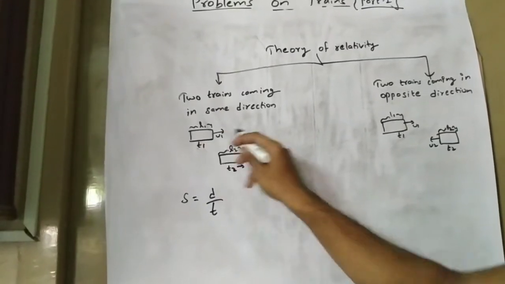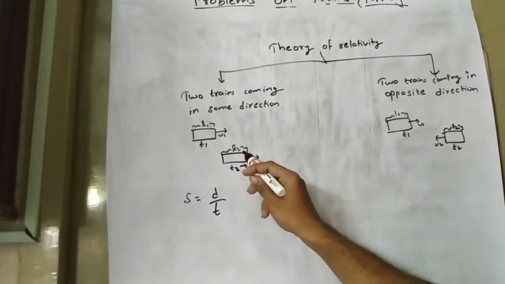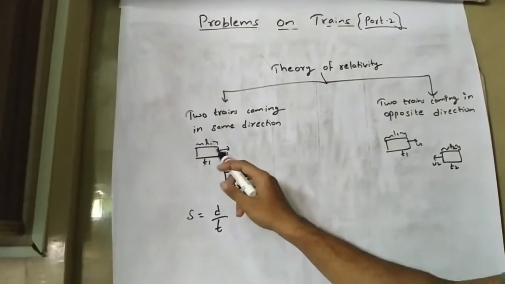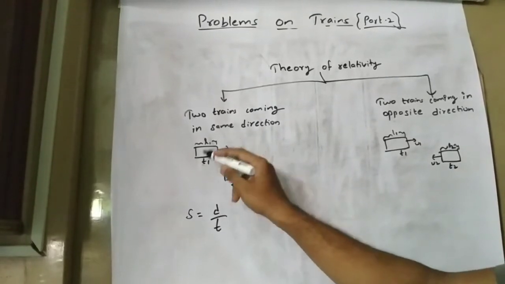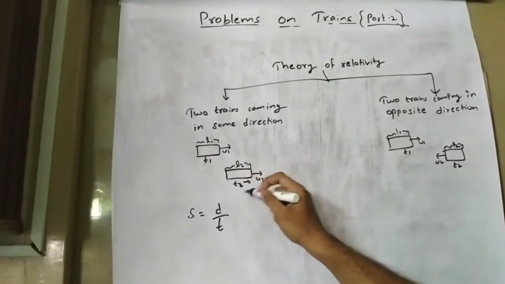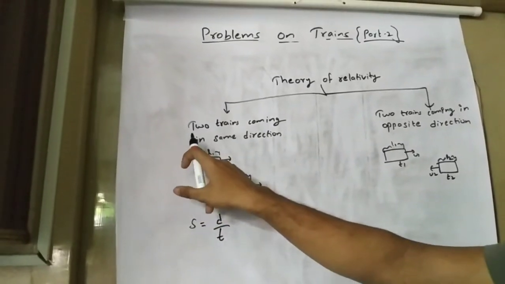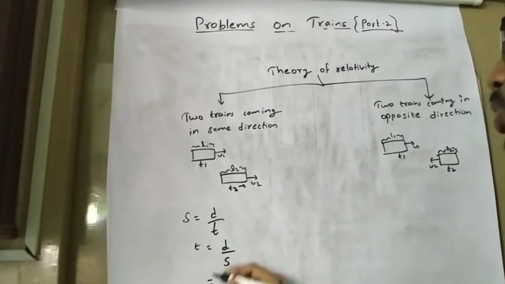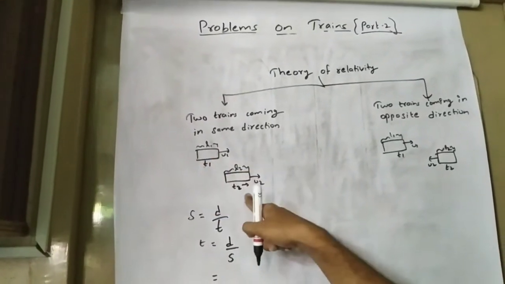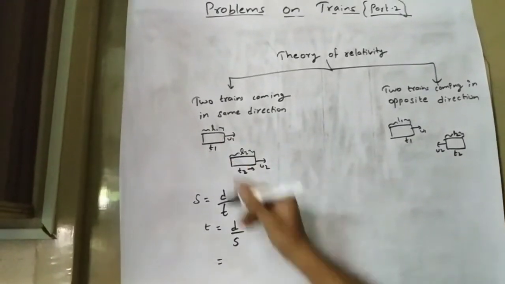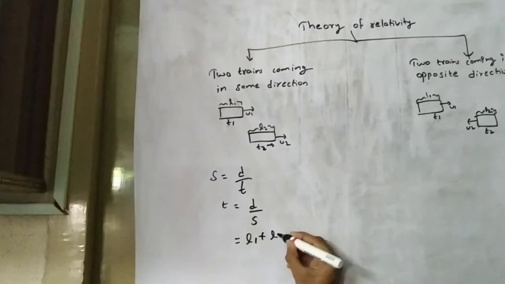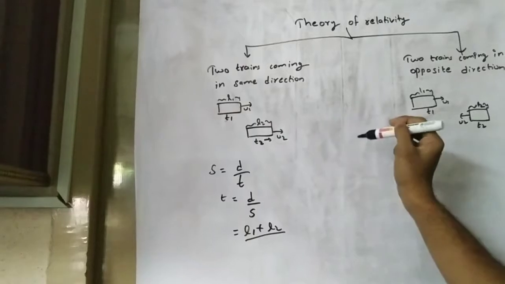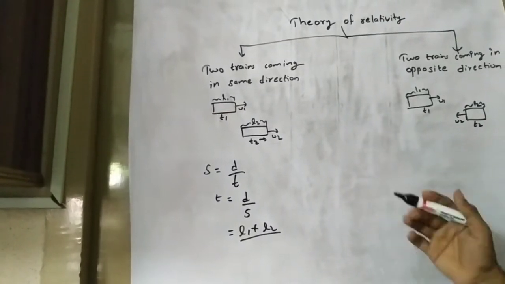If both are moving in the same direction, with lengths L1 and L2 and speeds U1 and U2, the total distance covered by T1 to cross the train T2 will be L1 plus L2, and time is equal to distance by speed. The total distance covered to completely cross the train T2 will be the length of train 1, L1, plus L2, and speed. As you know, if two trains are moving in the same direction, then the speed will be reduced.